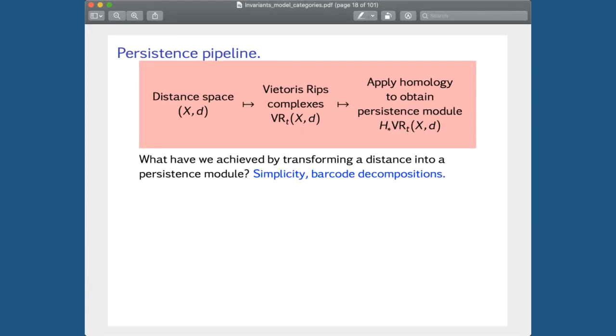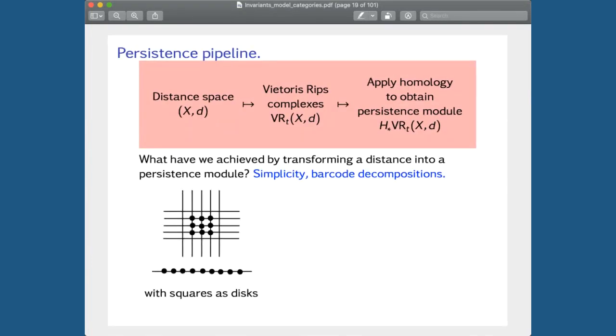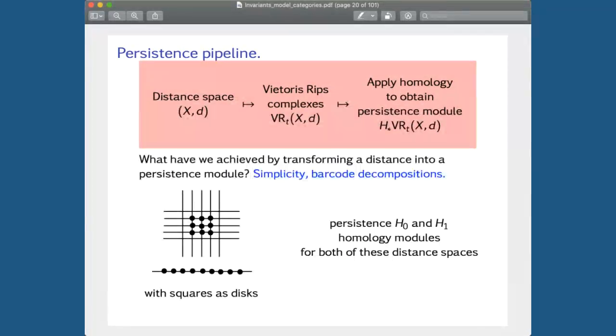But let us look, however, at the following two examples of distance spaces consisting of 9 points, where the distance is defined so that the squares are the disks in these distance spaces. Then for these two distance spaces, the persistent H0 and H1 homology modules coincide.